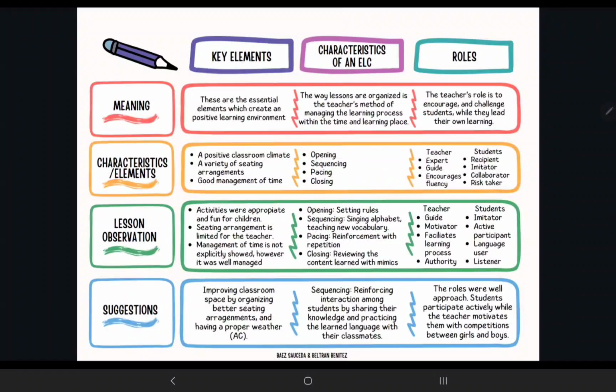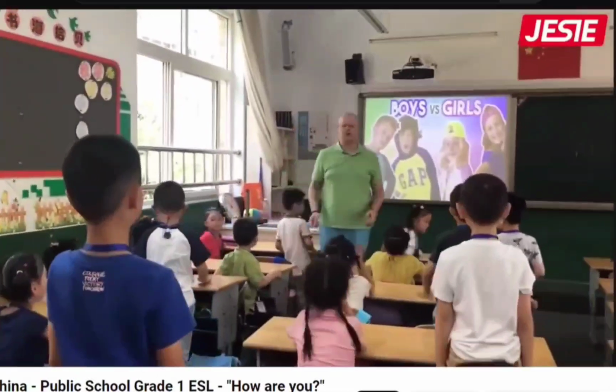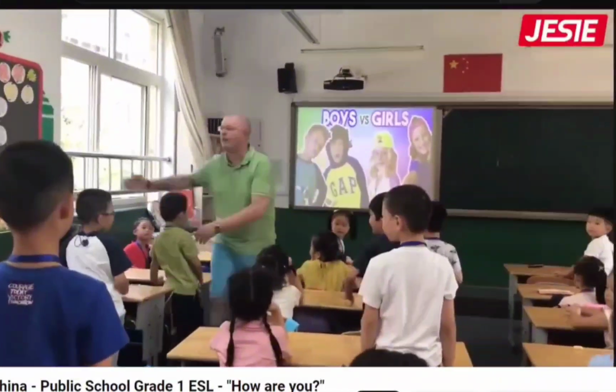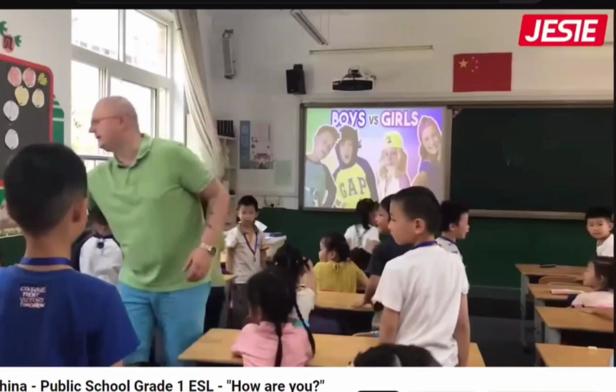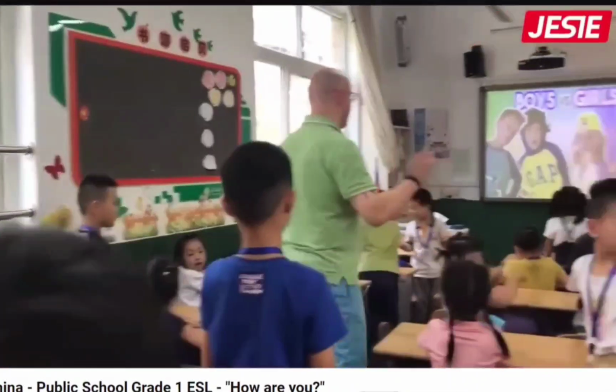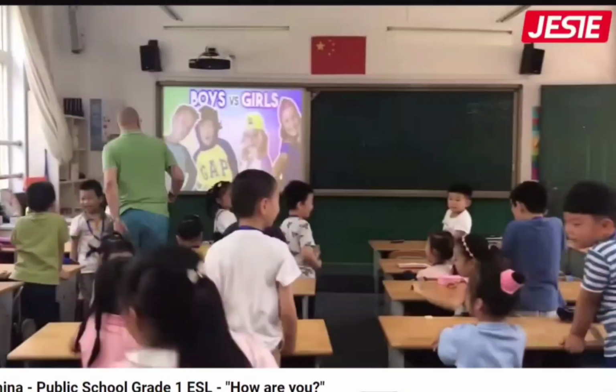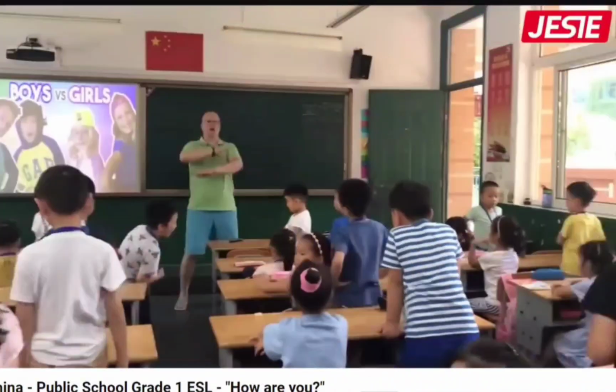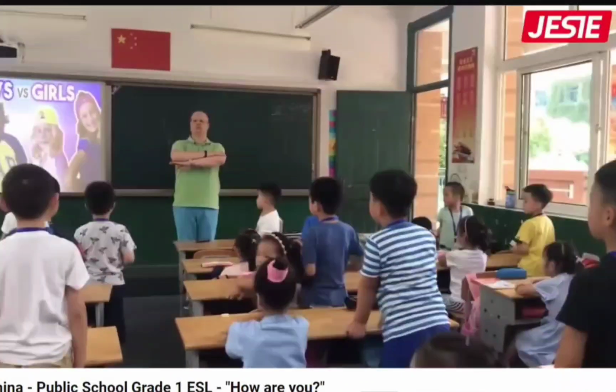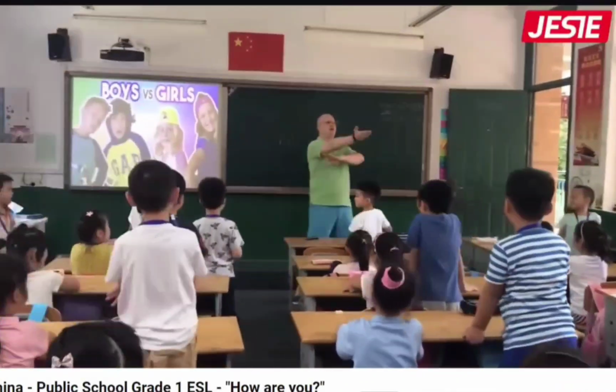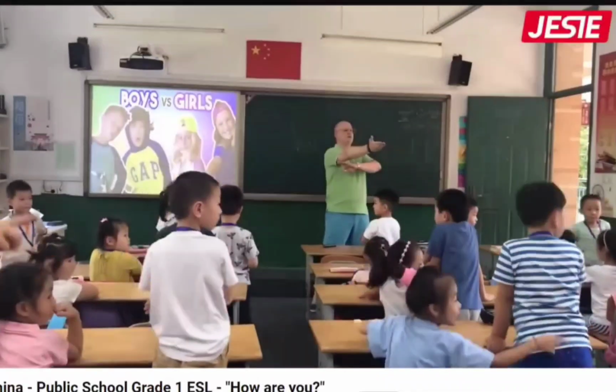Also, we observed the seating arrangement. As you can see, the teacher is struggling to move around them because the classroom is kind of small and the tables are not appropriate for that type of classroom, and even more with children who like to move a lot.